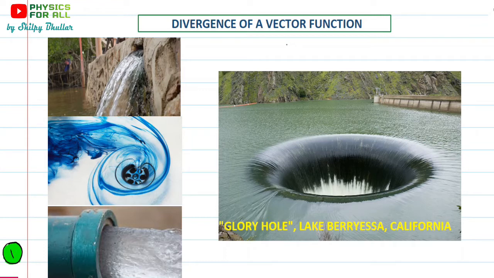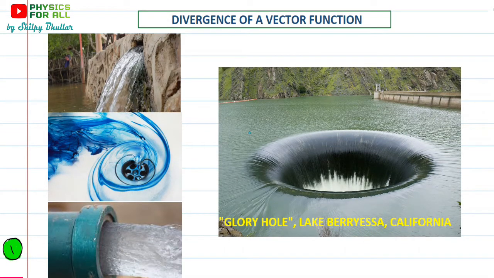Suppose we have some pipe and water is flowing, and this is the opening, and through this opening the water is still coming at the same pace. It's not spreading, it's not converging, then we say it's not diverging at all. That the divergence is zero.